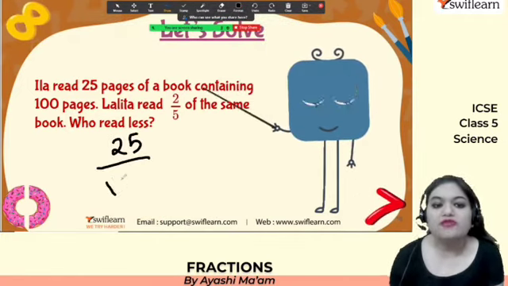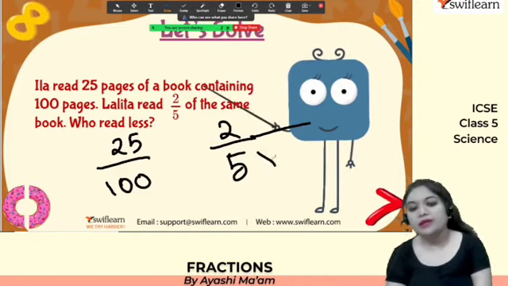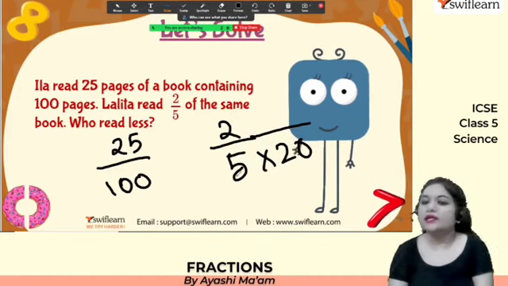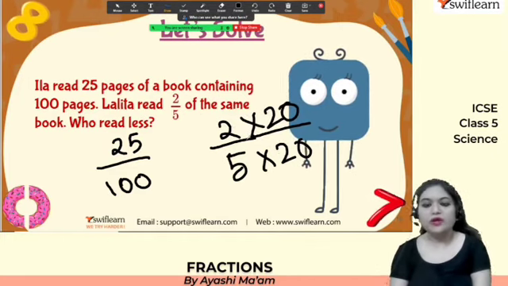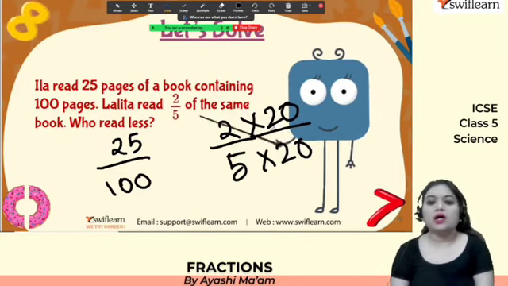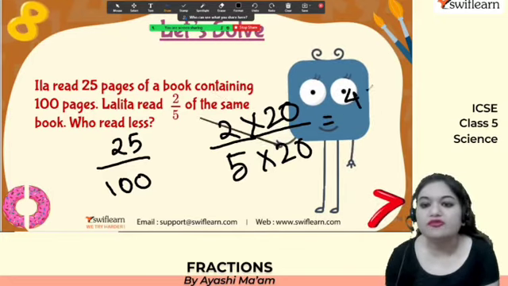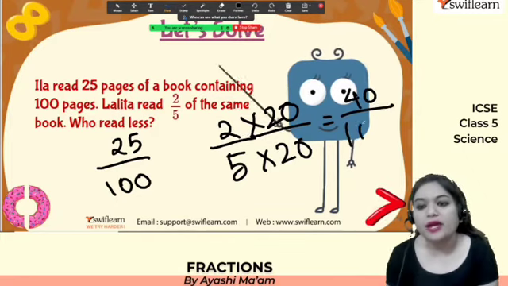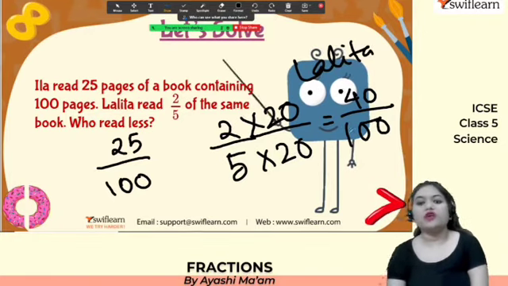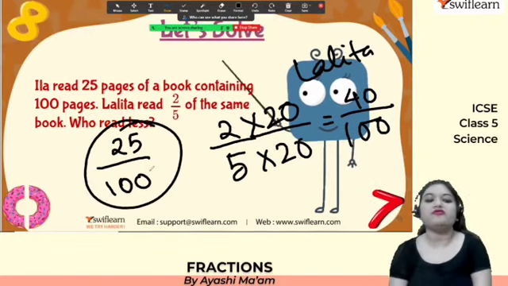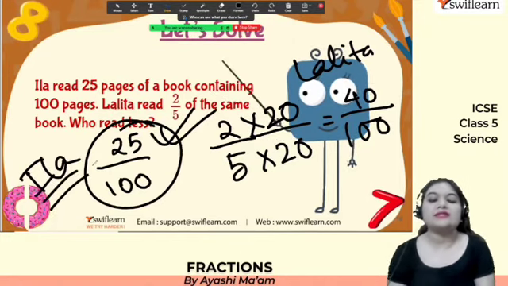That is, we have 25 by 100 and we have 2 by 5. So you can easily turn 5 into 100 by multiplying the denominator by 20. Then you will get 100. So we will also multiply the numerator by 20. Okay. Then also we will get the equivalent fraction, right? Because we need the equivalent fraction. So in this case, you will get 2 into 20 is 40 by 100. So Lalita has read 40 pages out of 100 pages and Ela has read 25 pages out of 100 pages. Therefore, which one is lesser? Ela has read less number of pages.